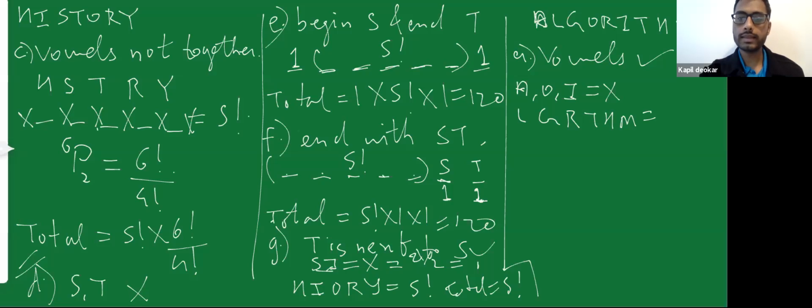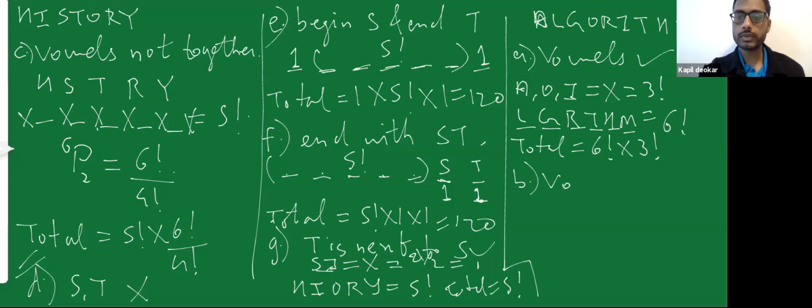So how many letters are there? 1, 2, 3, 4, 5, 6. 6 letters can be arranged in how many ways? 6 factorial different ways. And then come over here to vowels. How many vowels are there? 3 vowels are there. So in how many ways can I arrange my vowels? Vowels can be arranged in 3 factorial ways. So total number of ways of arrangement is going to be equal to 6 factorial into 3 factorial.